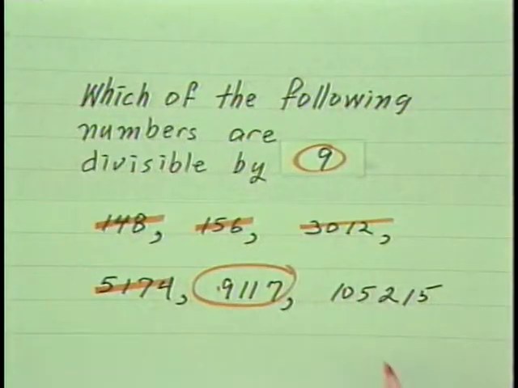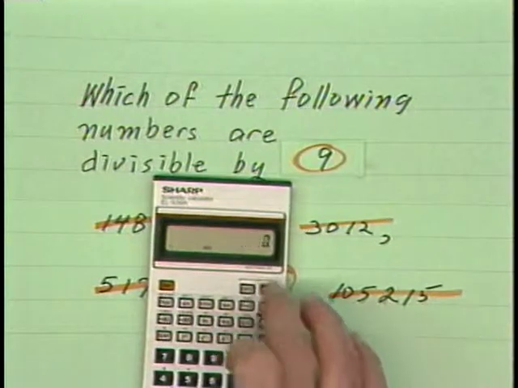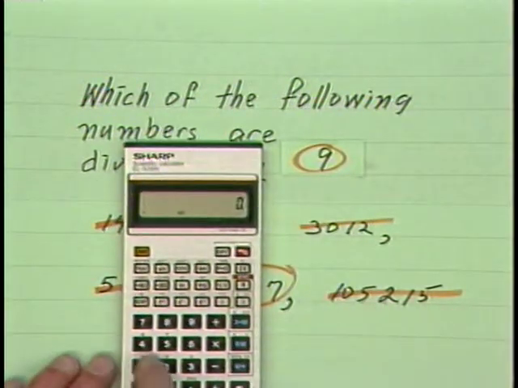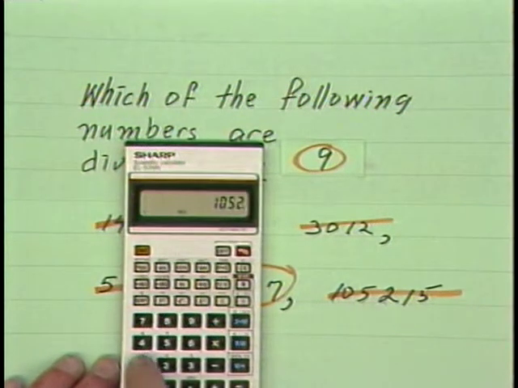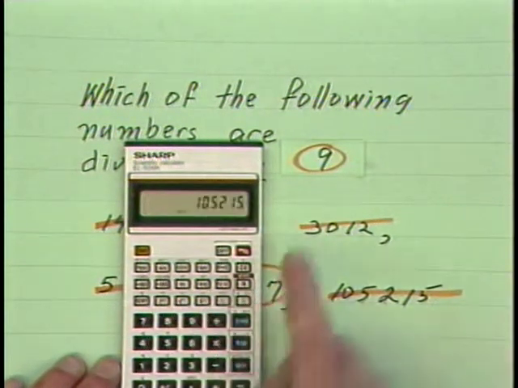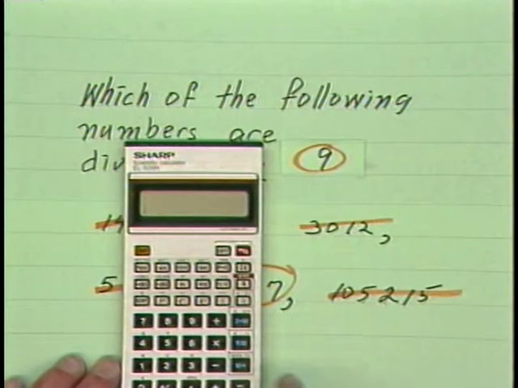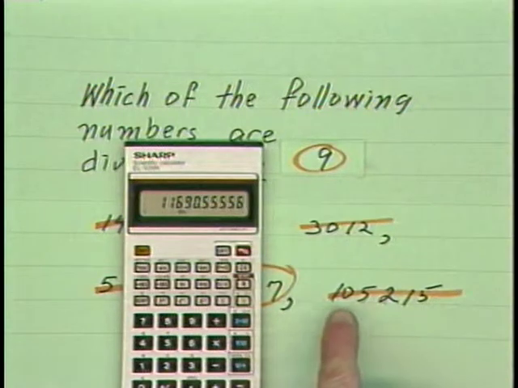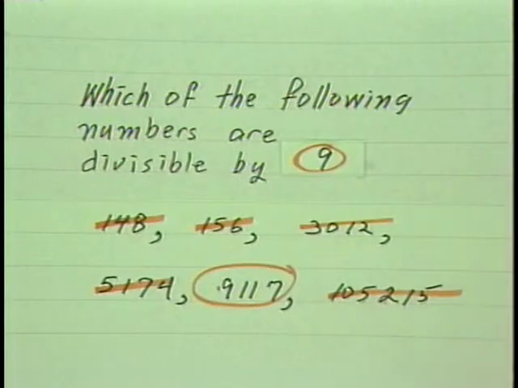How about this one? 1 and 5 is 6, and 2 is 8, and 1 is 9, and 5 is 14. 9 will not go into 14. It won't go into this. Let's illustrate it on our calculator perhaps. So 1, 0, 5, 2, 1, 5, divide by 9 equals, I get my decimals, hence it won't. It would have been faster to check that by hand than it would be to even use the calculator.